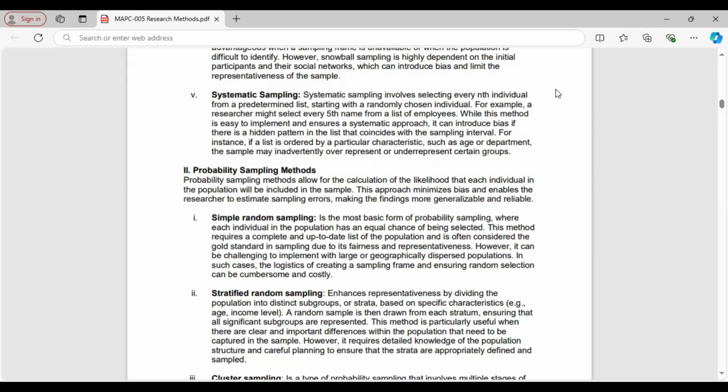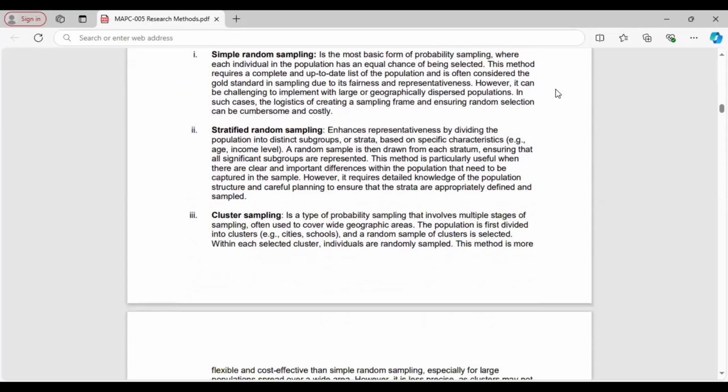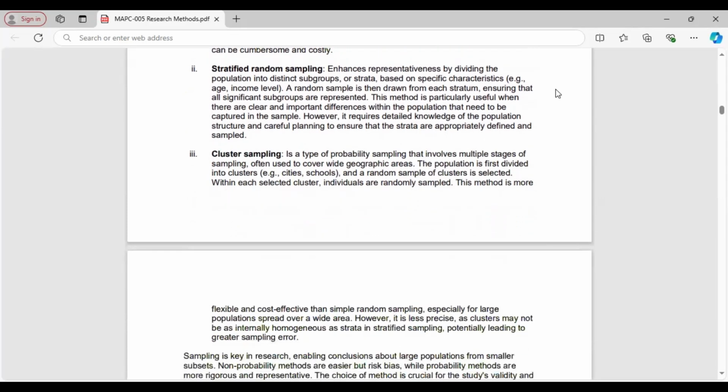Stratified random sampling. This enhances representativeness by dividing the population into distinct subgroups, that is strata, based on specific characteristics and drawing a random sample from each stratum. This method captures significant differences within the population but requires careful planning. Cluster sampling. It involves dividing the population into clusters and randomly selecting entire clusters for sampling. It is more flexible and cost effective, especially for large populations, but may lead to greater sampling errors compared to stratified sampling.